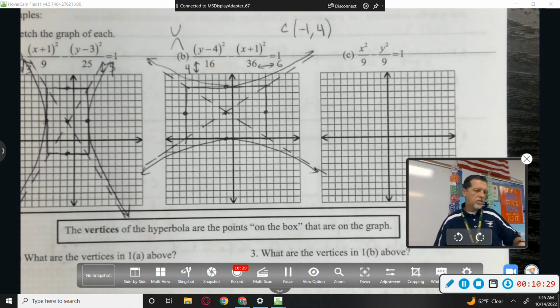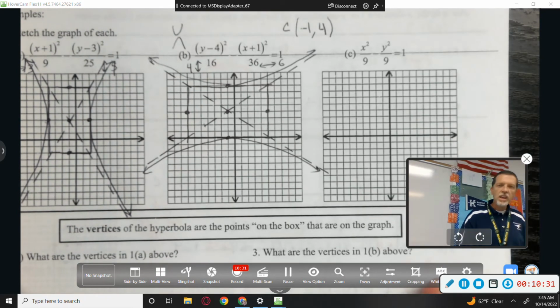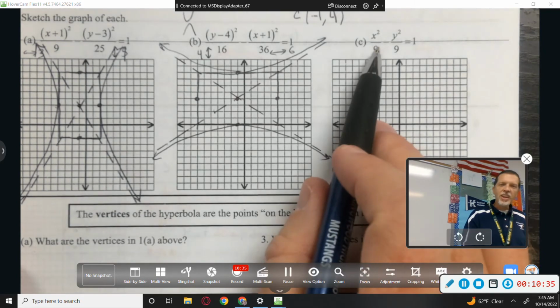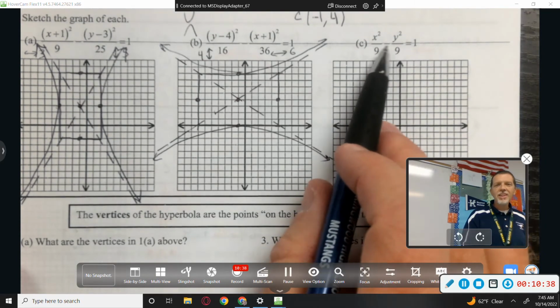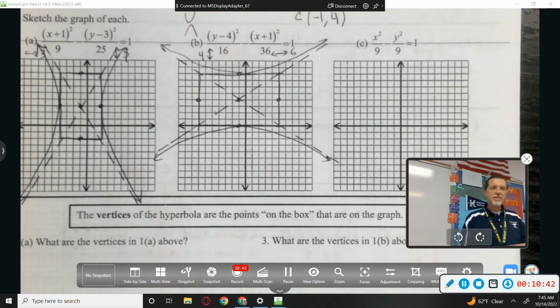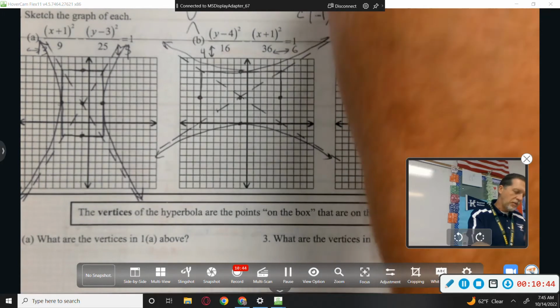All right, I say we skip number 3, or part C, because it's the same stuff we've just been doing. What's the center for C, after I said we skip it? 0, 0. And is it left and right or up and down? Left and right. Okay, we could skip C.